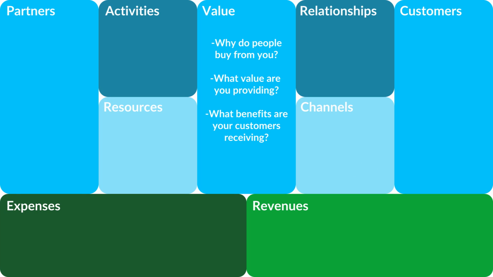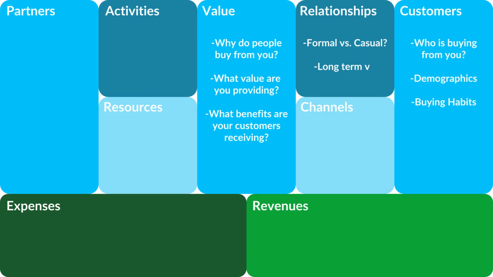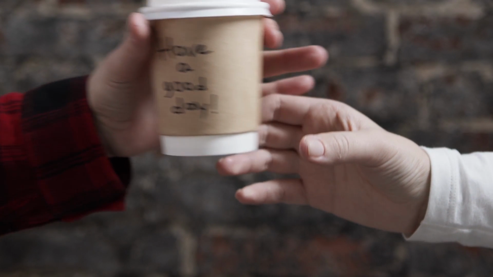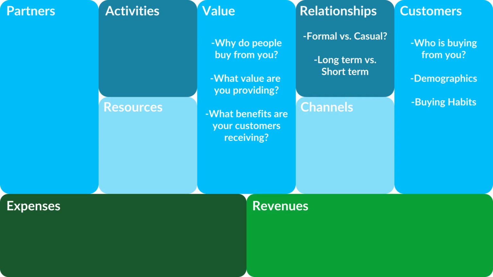Then your customers. Who is buying from you? In the case of a cafe, it's probably the local neighborhood population or people who are traveling through. And within customers, you'll have a difference between your regulars and the one-off buyers. And in the relationship section is where you would describe that relationship. Do you have an in-depth, regular style relationship, or is it a drive-through where people grab their coffee and then they're gone?